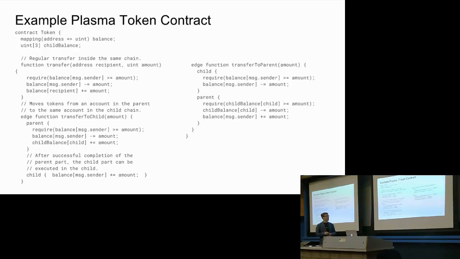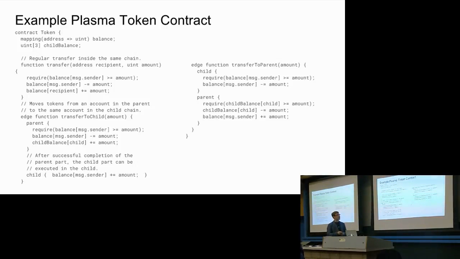And after that, it will execute the child part, and here the amount is just added to the balance of the sender. So if the child blockchain did not verify the event in the parent blockchain, you could increase your balance arbitrarily, because you just send the transaction, the parent part is skipped, and this adds something to your balance. But because it actually checks that the parent part was executed and the amount was reduced from your balance here, this is safe. And we have a similar function that does transfer to parent.